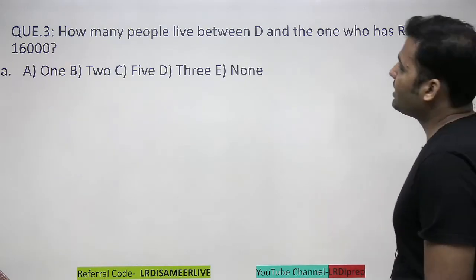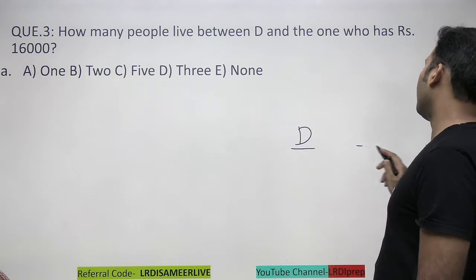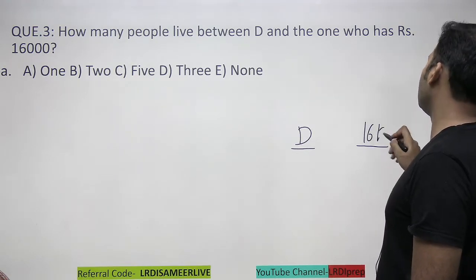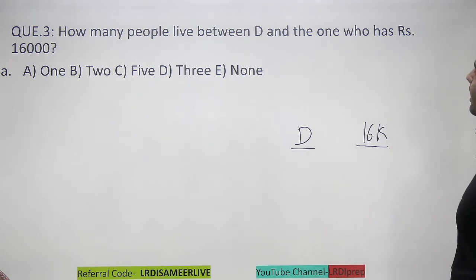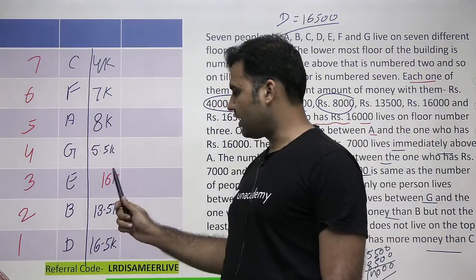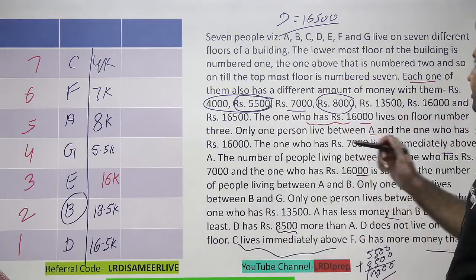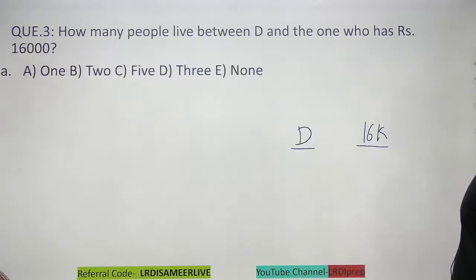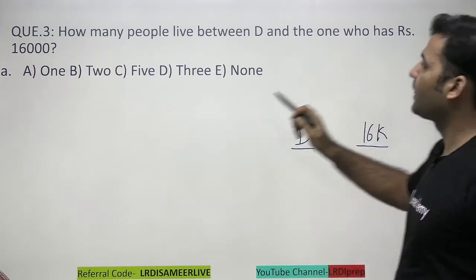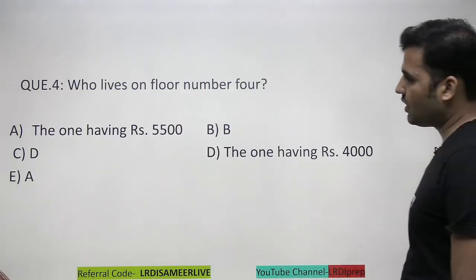Now let's have a look at this question. How many people live between D and the one who has rupees 16,000? A person D and 16,000. There's only one person in between, that is B. So the answer would be 1. That is option A. Once you have made the arrangement, all questions will be a cakewalk.